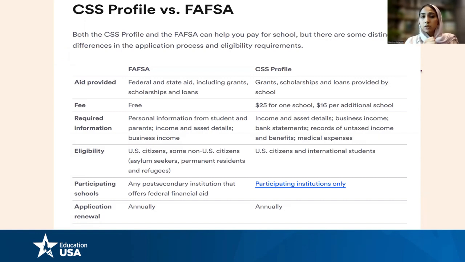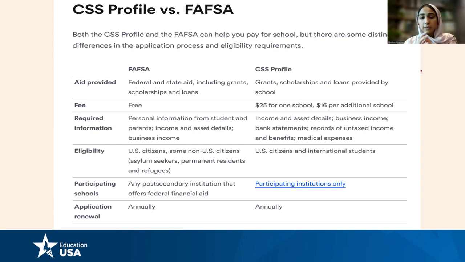So if you're applying to a public or state university, you'll use FAFSA. If you're applying to a private university, you'll use CSS profile. If you're international, you'll use CSS profile, and FAFSA if you're an American citizen. That is some of the things that confuse students. I hope that clears it up.